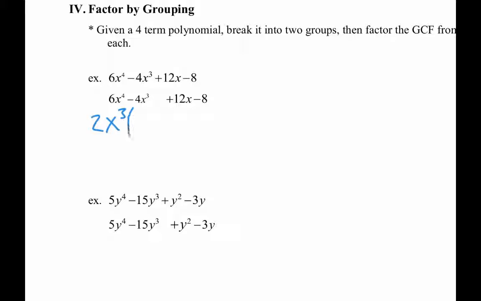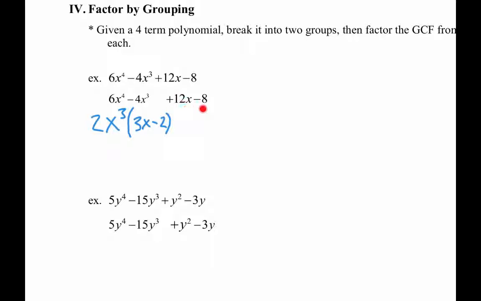If I do that, what's going to be left? If I have my 6x to the fourth, 6 divided by 2 is 3. And then how many x's are left? 1. So out of my 6x to the 4th, once I divide by 2 and by x to the 3rd, I'm left with a 3x. This minus 4x to the 3rd: negative 4 divided by 2 is negative 2. And my x to the 3rd divided by x to the 3rd is just a 1, so we don't have to write anything there. So you okay with me factoring that first binomial? That makes sense?